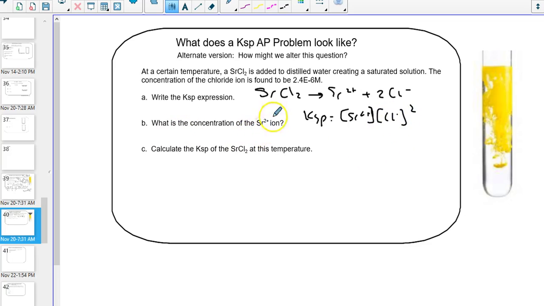What's the concentration of the strontium ion? Well, if this is the chloride ion, this is half of that. So it's going to be 2.4 e to the negative 6th divided by 2. And that's going to be 1.2 e to the negative 6th. For the KSP, I'm going to just go the long way and write the whole thing out.